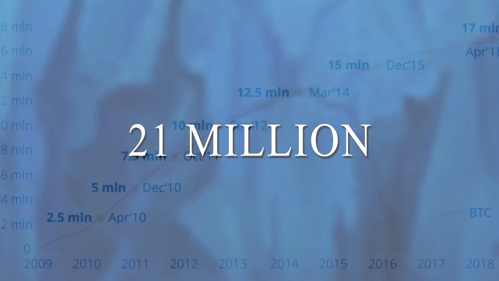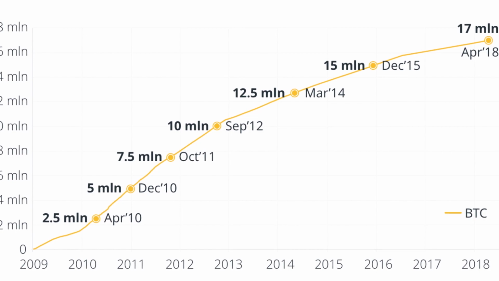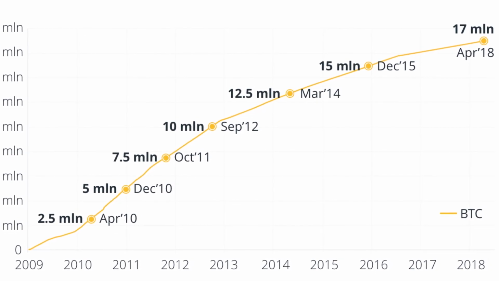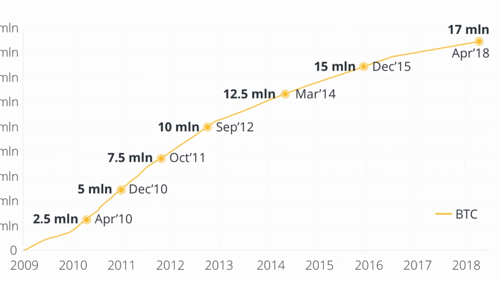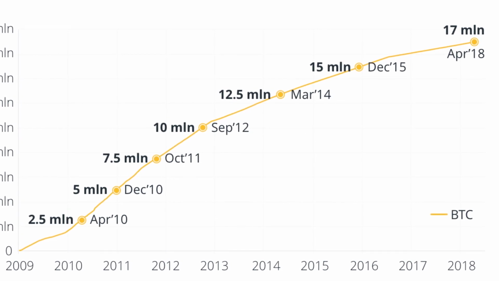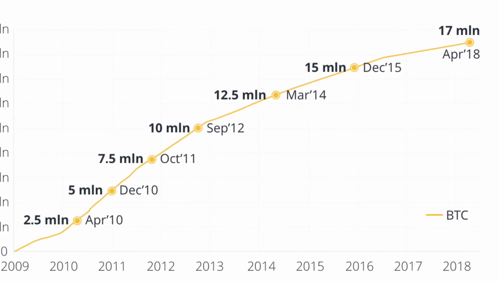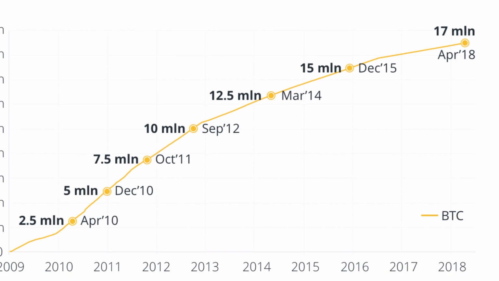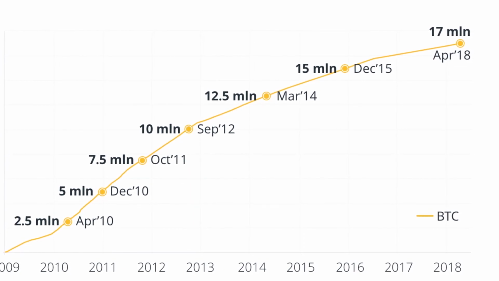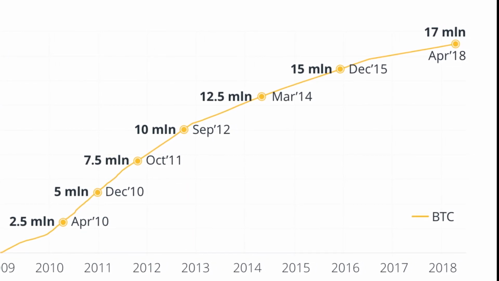21 million. This refers to the total amount of Bitcoin that will ever be in circulation. So after all the Bitcoin mining is done, there will be 21 million Bitcoins out there and no more than that. Currently, we have mined around 18 million Bitcoin, so there's around 3 million Bitcoin to be mined in the future.